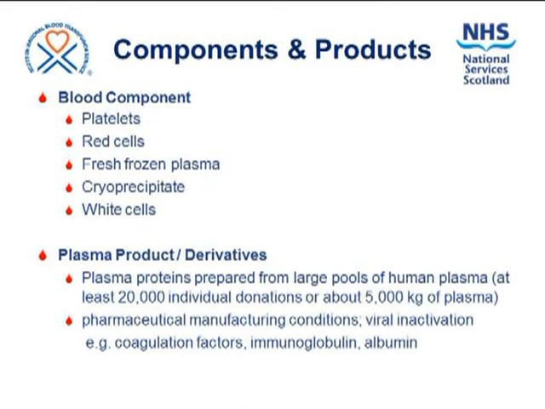This part of the session will focus on the main blood components, products and derivatives. It is easy to understand what a blood component is. However, products and derivatives can sometimes cause confusion. The definition for a blood product and derivative is any therapeutic substance prepared from human blood.